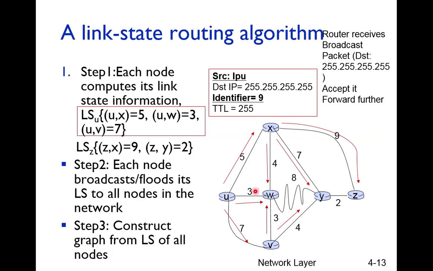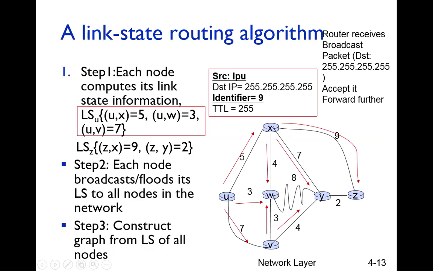So if node Z receives the link state information of U, X, W, V, Y, and it has its own link information, then from this link state information node Z can compute this graph. So the third step is that each node constructs the graph from the link state information of all the nodes. Similarly, node U will construct the graph W, V, Y, because each node has the link state information of all the nodes, and each node also has its own link state information. Okay, so it will construct this graph.